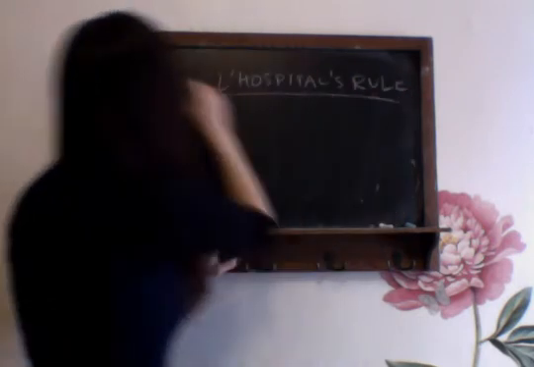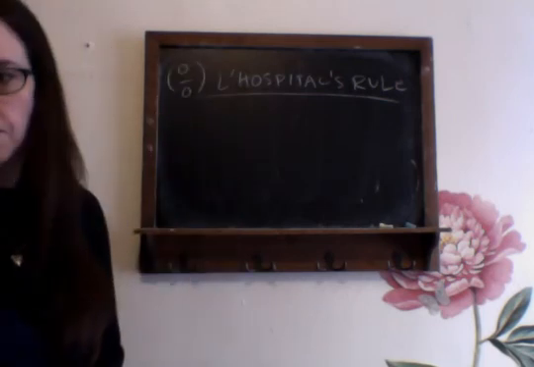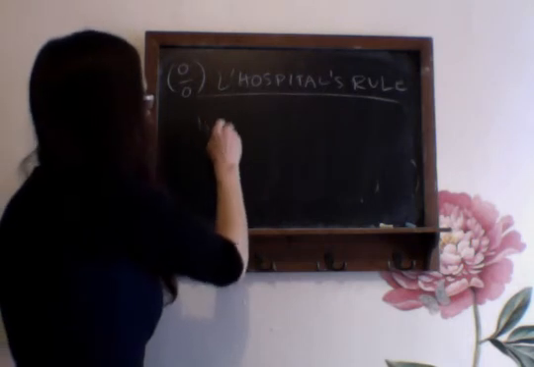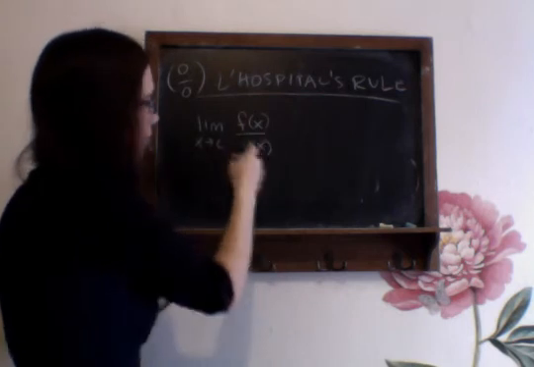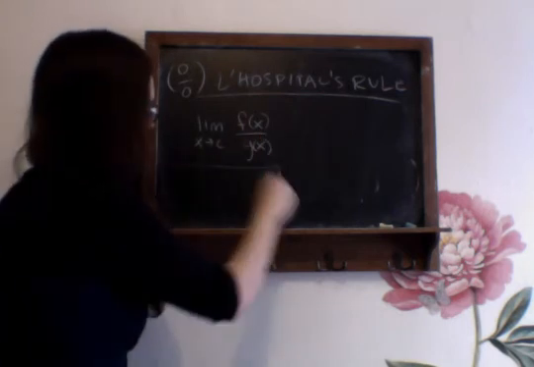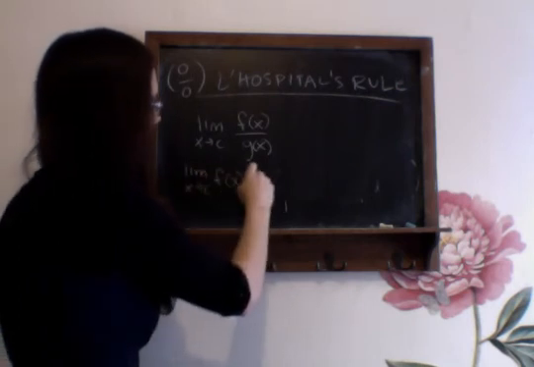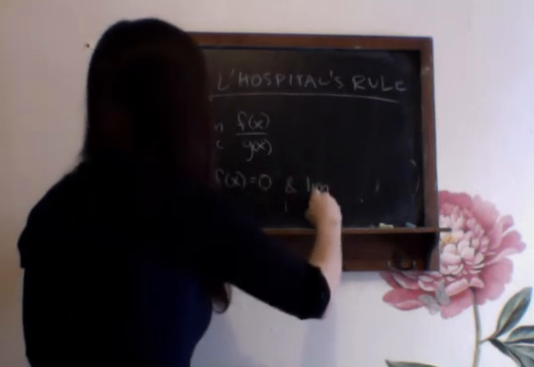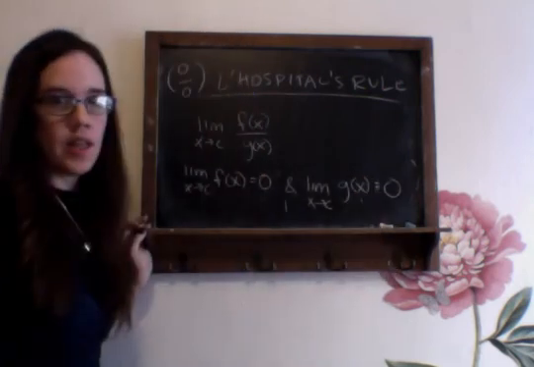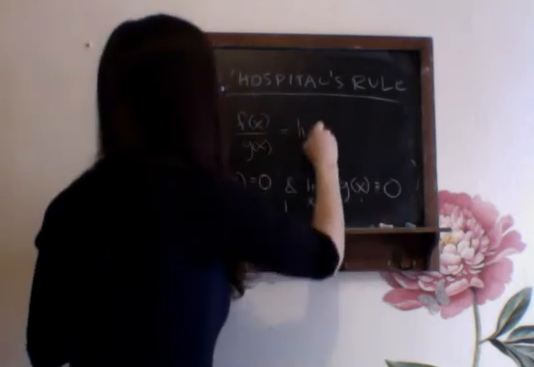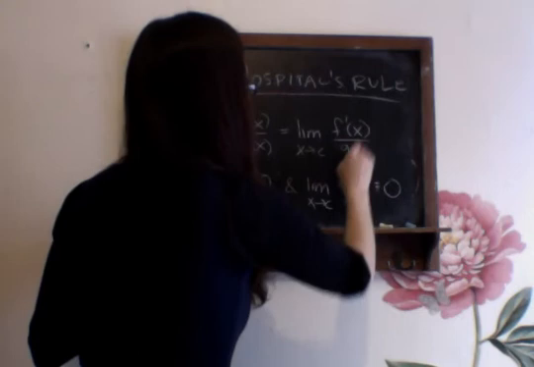We're just going to do the version for indeterminate form 0 over 0. So this is the rule. Simply put, for the limit as x goes to c of f of x over g of x, if both the numerator and the denominator go to 0, so the limit as x goes to c of f of x equals 0, and the limit as x goes to c of g of x equals 0, then this limit is equal to the limit as x goes to c of f prime of x over g prime of x.